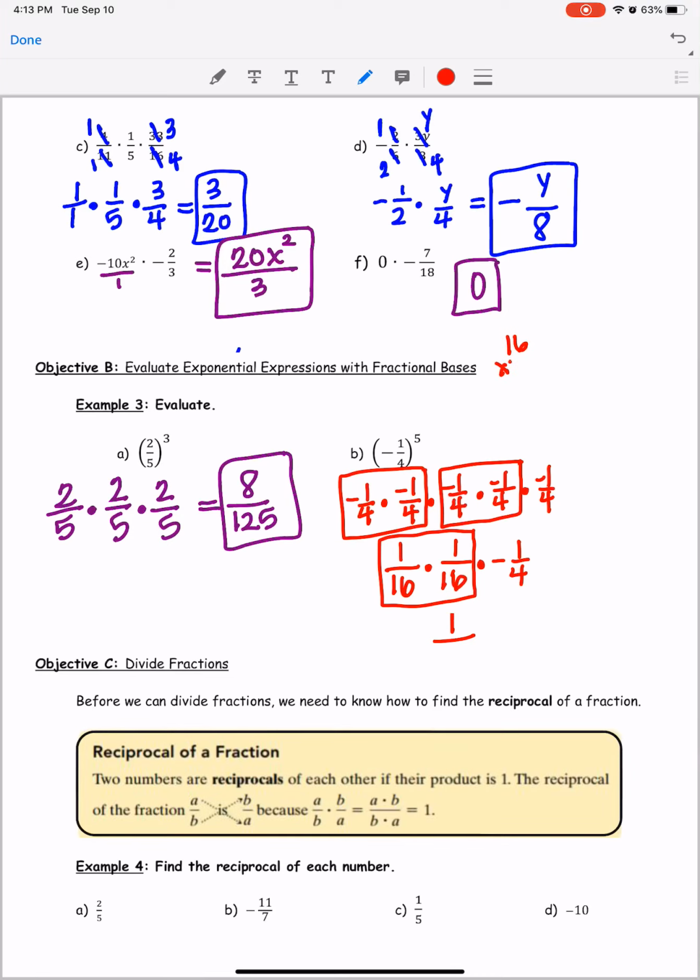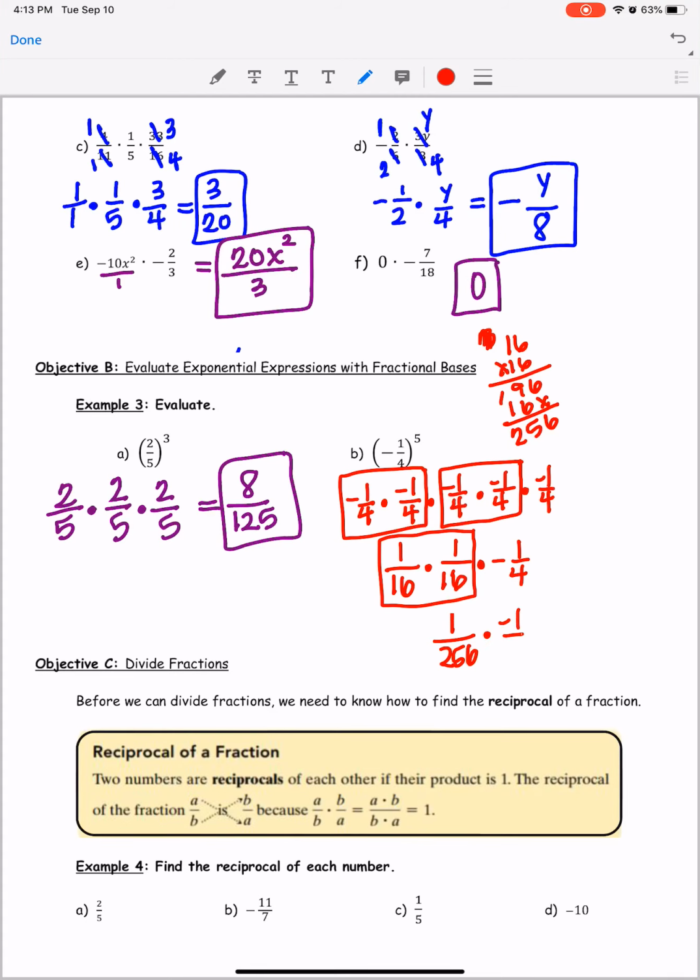So 16 times 16. 6 times 6 is 36. 6 times 1 is 6, plus the 3 is 9. Skip a spot. So 1 times 6 is 6. I've already used that 3. 1 times 1 is 1. So we get 6, 15, carry your 1, 256.